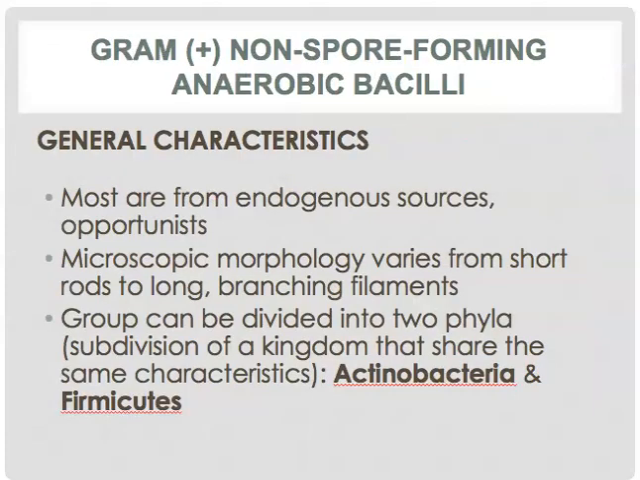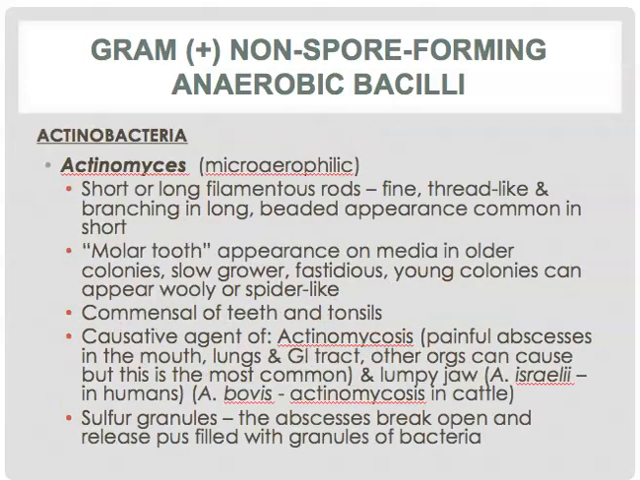Okay, this next little group of anaerobes are the gram-positive non-spore forming anaerobic bacilli. So some of your general characteristics, most of these are going to be from endogenous sources and are going to be opportunists. Microscopic morphology can vary from short rods to long branching filaments. And the group can be divided into two phyla. A phylum is a subdivision of a kingdom that shares similar characteristics. So the two phyla that they are divided into are the actinobacteria and the firmicutes.